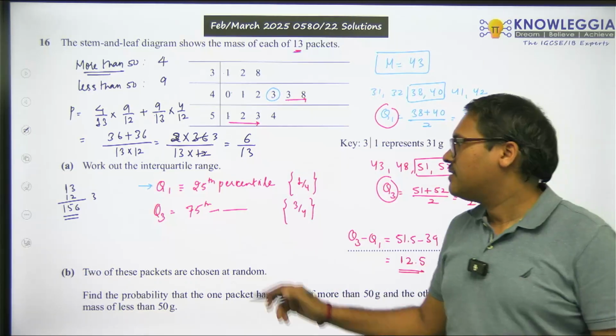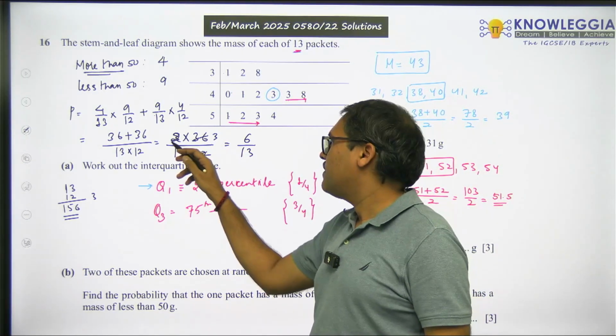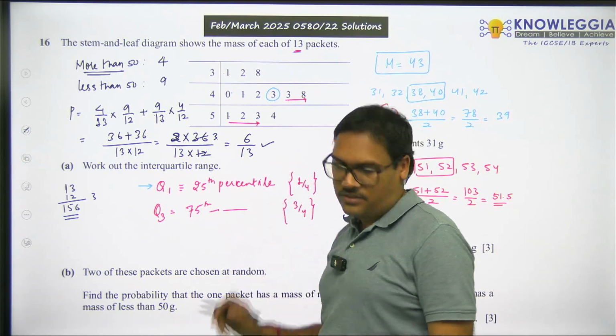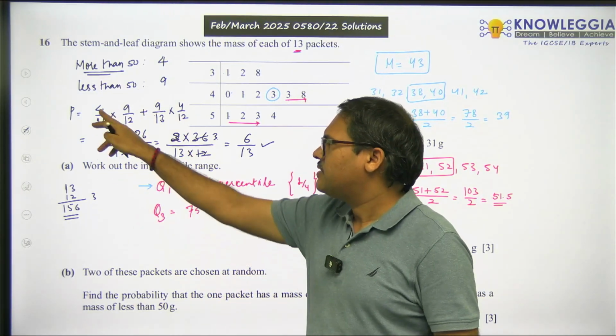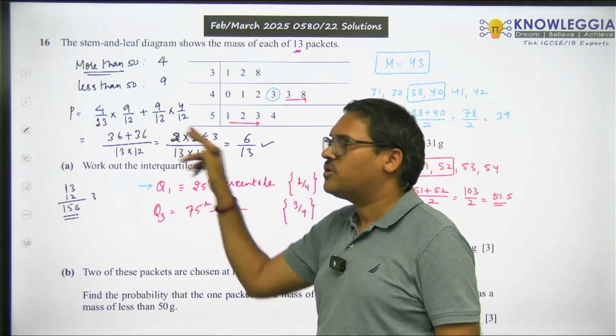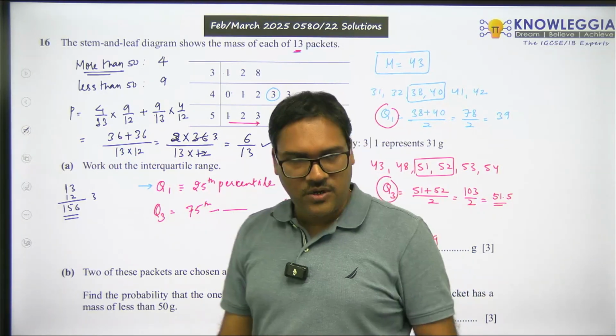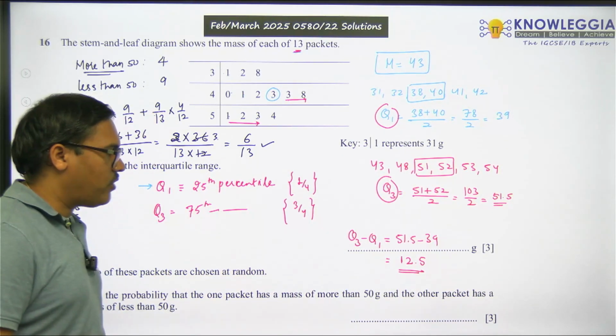You can clearly see this is 12 over 36, which is 3, and this is 3 into 2, 6. 6 by 13 is the answer. Yes, 6 by 13 is the answer for this. So you can just understand the method. This is 36 plus 36 upon 13 into 12. Okay, so this is how you can approach the question of probability here.